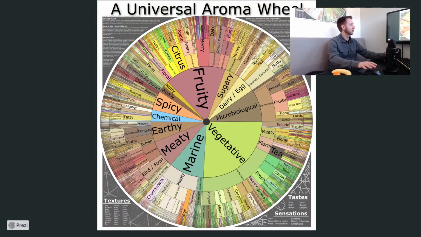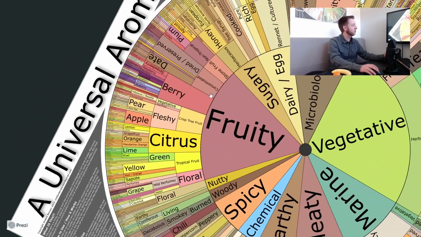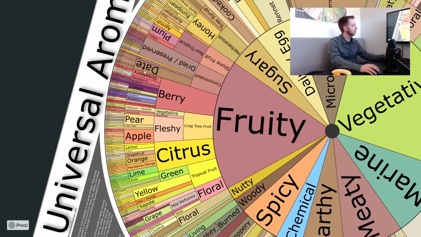Here's our wheel, and here is fruity, this massive, massive section up here. It's huge. It's only second to vegetative, which is even larger. Fruity lies between sugary and nutty, and you'll have to excuse me because fruity is on the border of the words going in this direction and this direction. So some of this is upside down in this viewing.